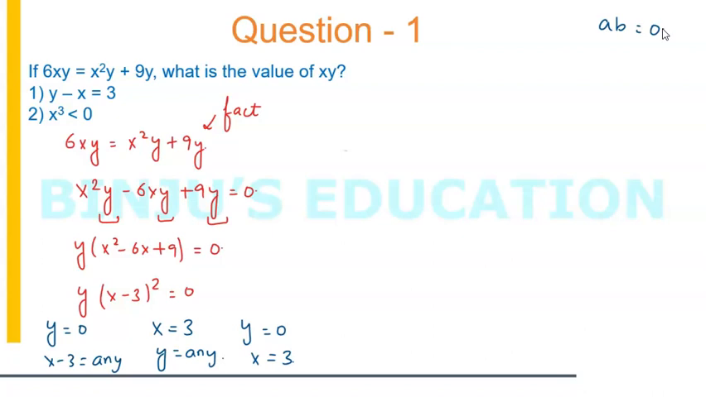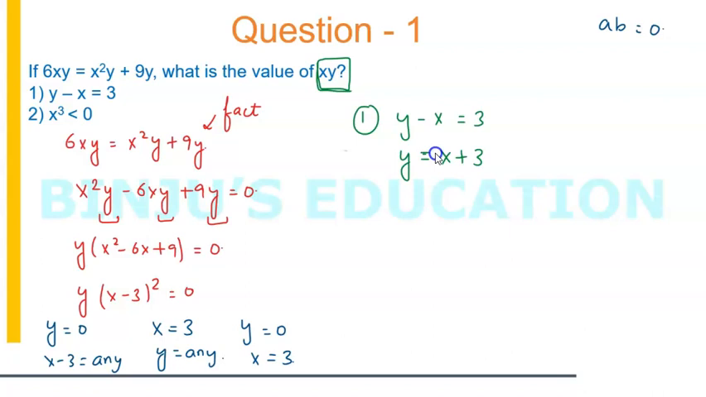Now let's see what the first statement says. And remember the question: we are finding the value of xy. Can we determine the value of xy? That's the actual question. The first statement says that y minus x is equal to 3, which means y is equal to x plus 3. Now let's see from the three conclusions what can be drawn.